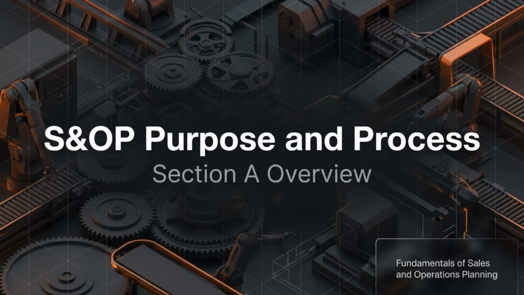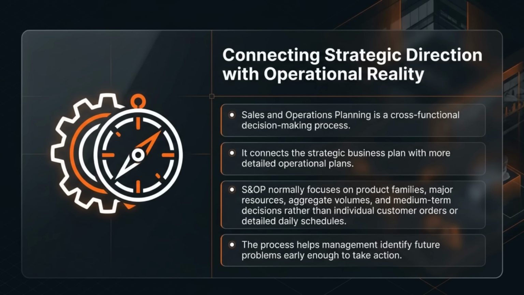Section A. S&OP Purpose and Process. Section A Overview. Sales and operations planning is a cross-functional decision-making process. It connects the strategic business plan with more detailed operational plans. S&OP normally focuses on product families, major resources, aggregate volumes, and medium-term decisions rather than individual customer orders or detailed daily schedules. The process helps management identify future problems early enough to take action.